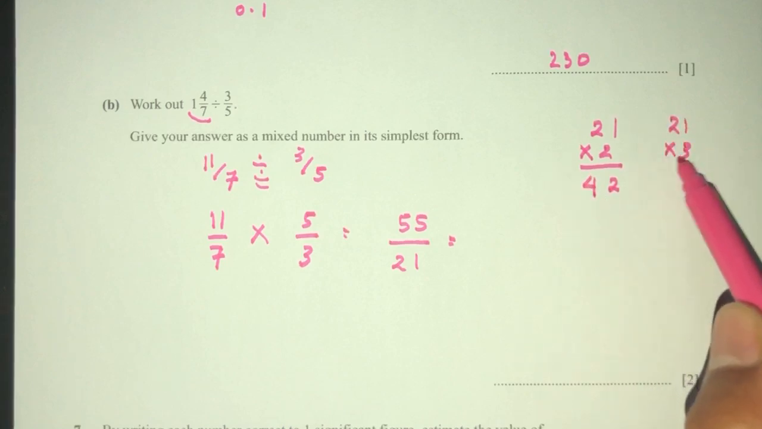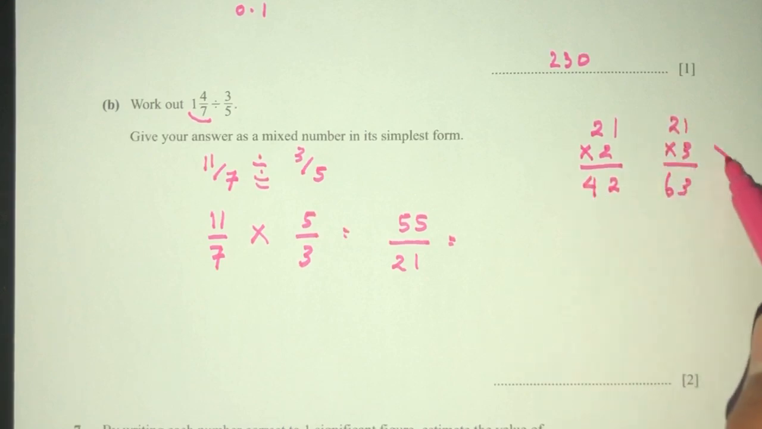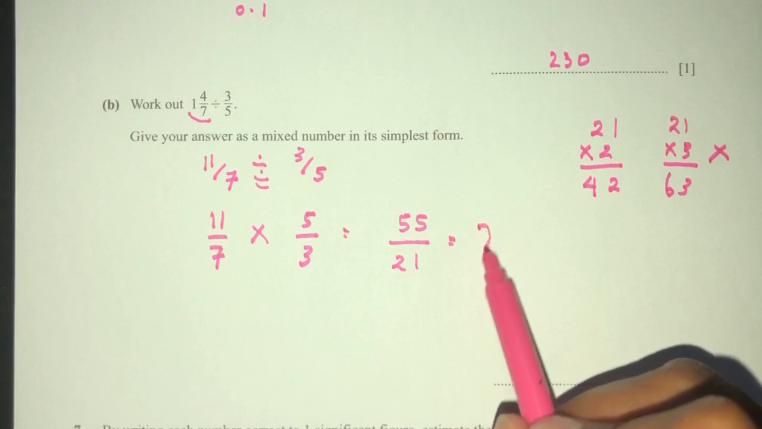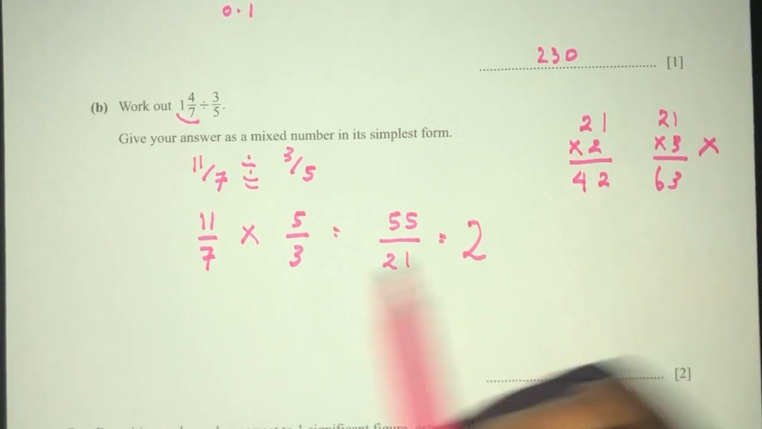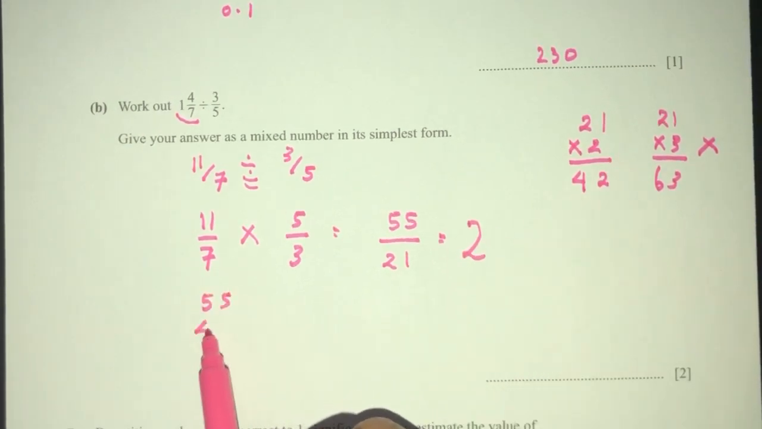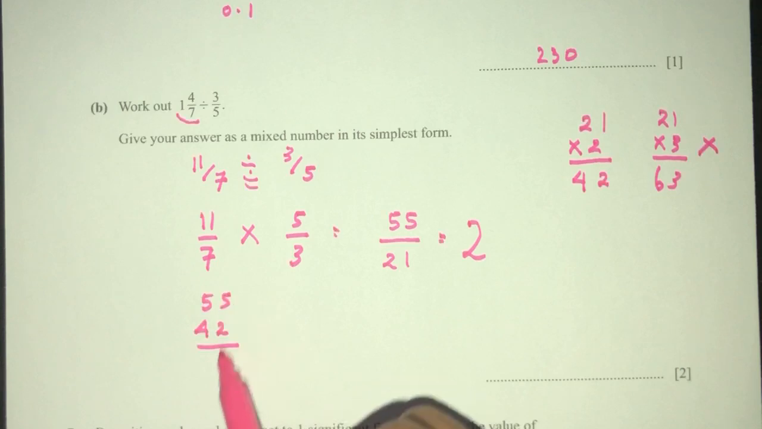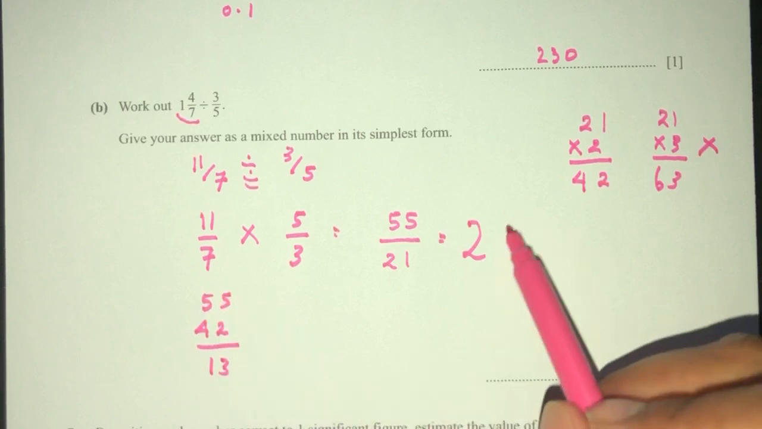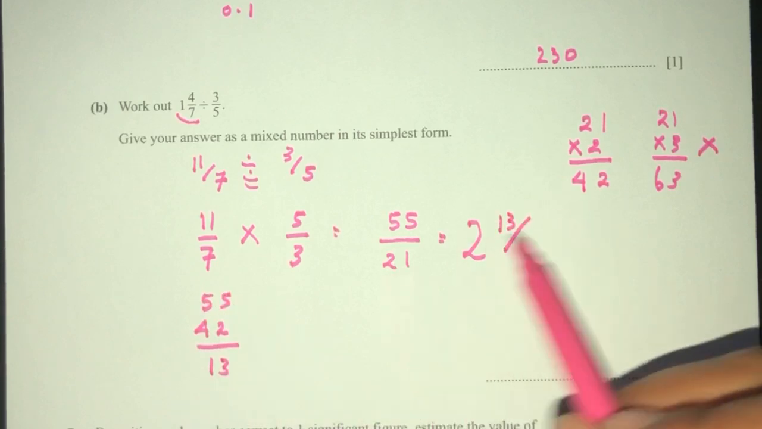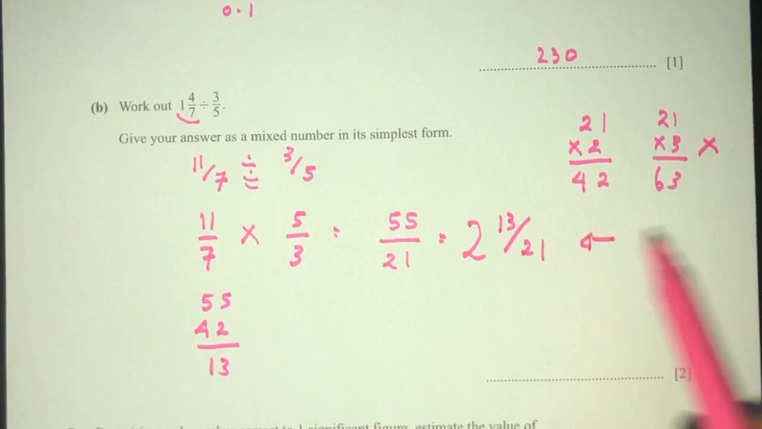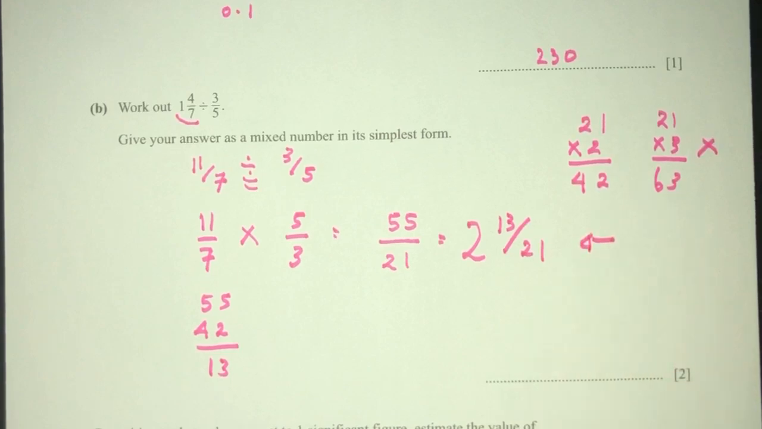21 times 3, that will be 63. So this will be too much, so we have to go with 2. So the whole number here will be 2. And the remaining will be what? 55 minus 42, that will be 13. So 13 over 21. So your answer will be this as a mixed number in its simplest form.